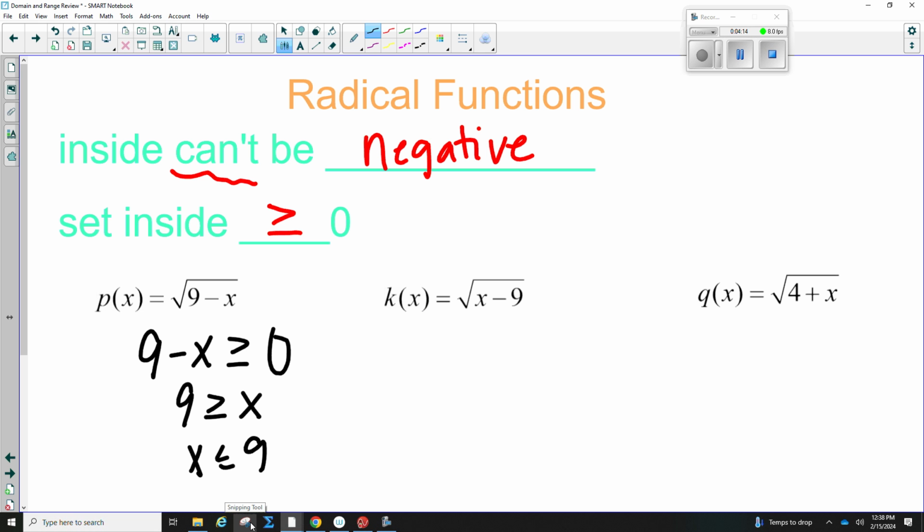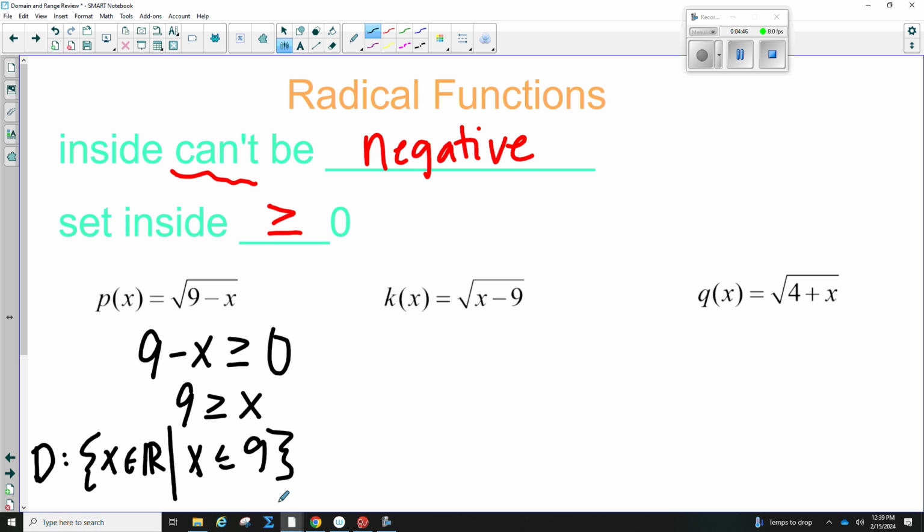So what this means is anything below 9 works. Why is that? If I plug in 8, what do I get? Positive 1. If I plug in 7, positive 2. That's all good, okay? If I were to plug in, though, 10, what do I get? A negative number, and that's a problem, okay? So you can't have anything above 9. All right, and the way we write this domain, we say x is an element of the reals such that x is less than or equal to 9.